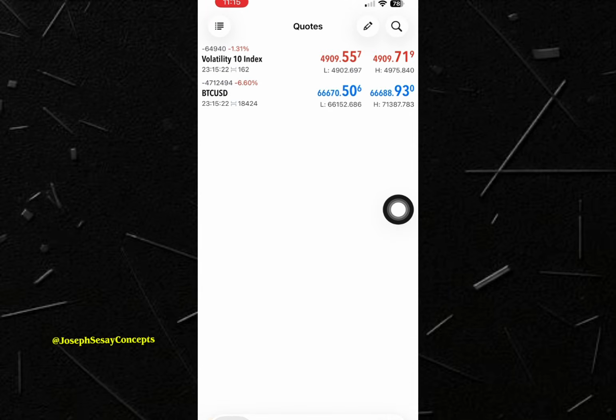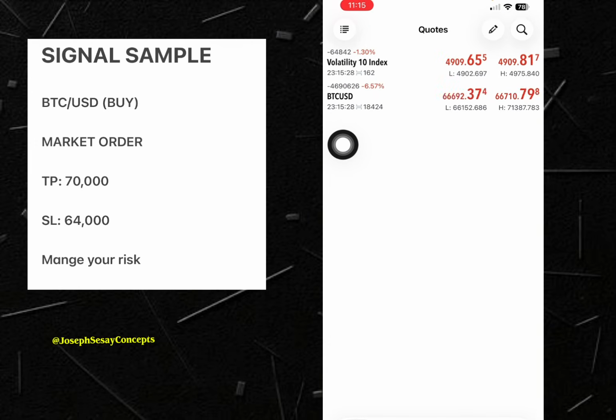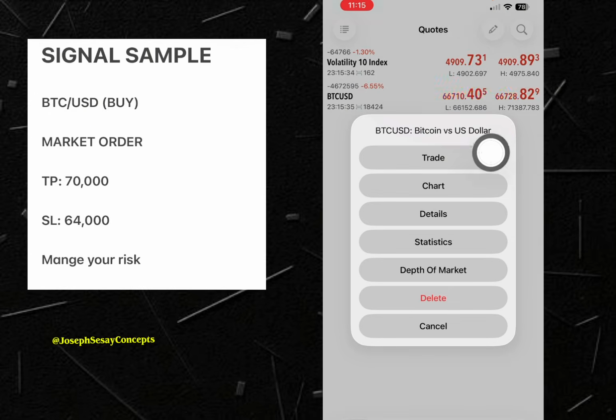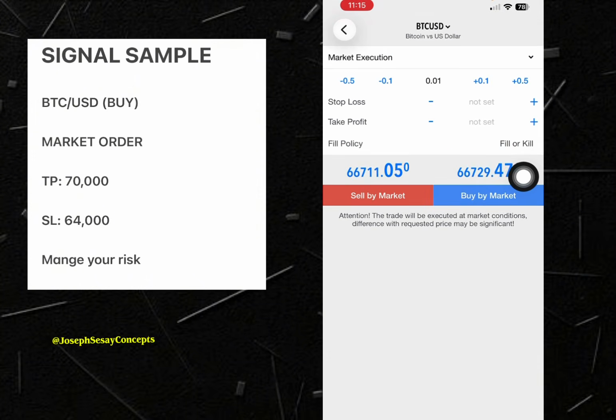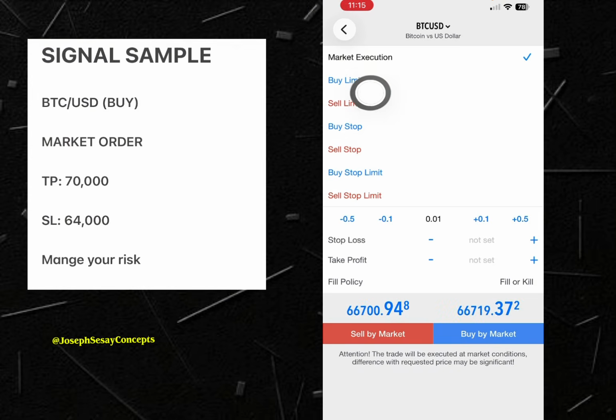So now, after you have added this one, the next thing you are going to do is, since they are asking you to buy BTC at the current market price, all you need to do is tap here. You are seeing here Trade, okay? You tap this Trade. Now you are going to see this area. This is market execution. If you tap, you are going to see a lot of figures.